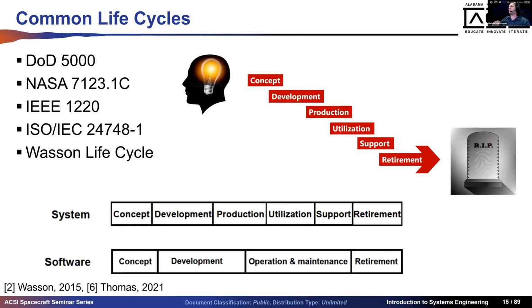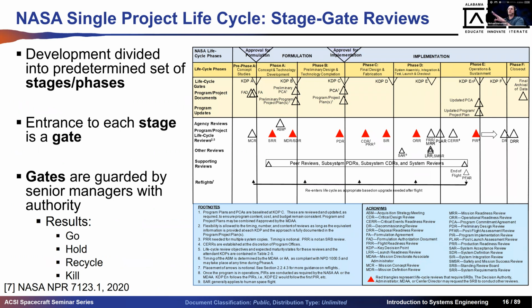So these are some examples of life cycles that exist. DoD 5000, that's the one that the Department of Defense uses. NASA NPR 7123.1C, that is where they define their systems engineering principles, and we'll see an example of that in the next slide. IEEE has one, ISO/IEC has another. One that I think Wasson does a really nice job with is cradle to grave service, as they call it. If you're trying to define your life cycle for your systems, this is a good place to start and to understand it. Obviously, these slides will be made available through the Alabama CubeSat Initiative website.